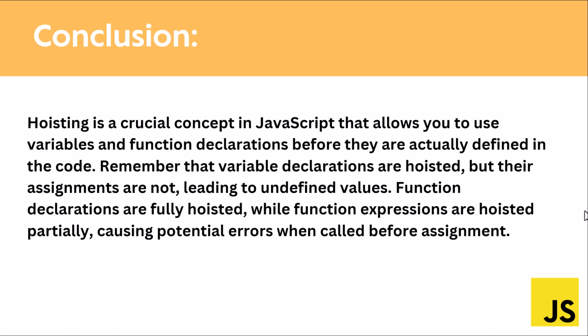Conclusion. Hoisting is a crucial concept in JavaScript that allows you to use variables and function declarations before they are actually defined in the code. Remember that variable declarations are hoisted, but their assignments are not, leading to undefined values. Function declarations are fully hoisted, while function expressions are hoisted partially, causing potential errors when called before assignment.